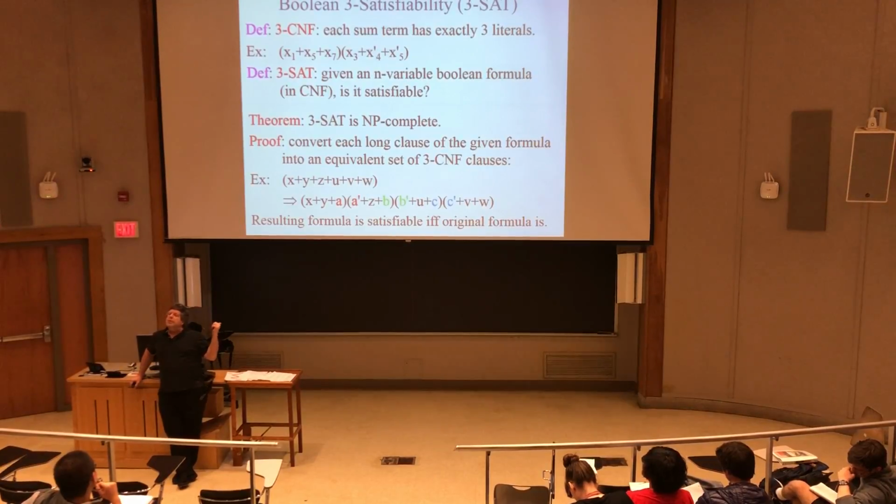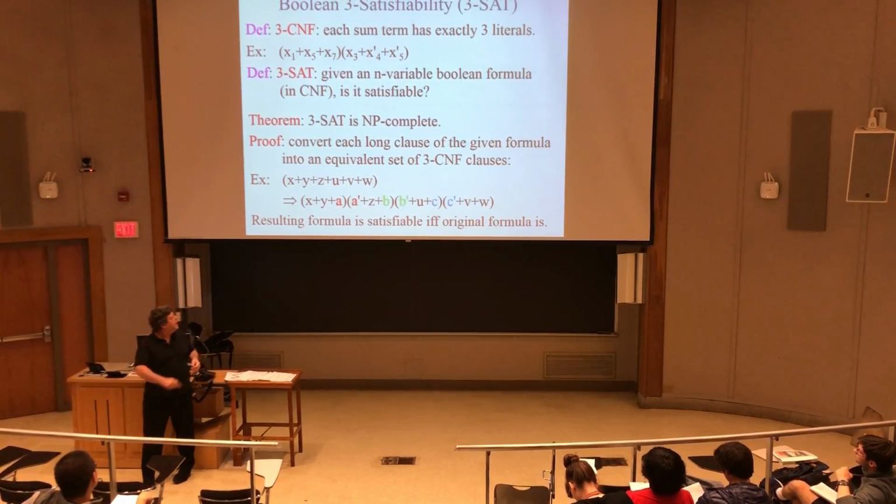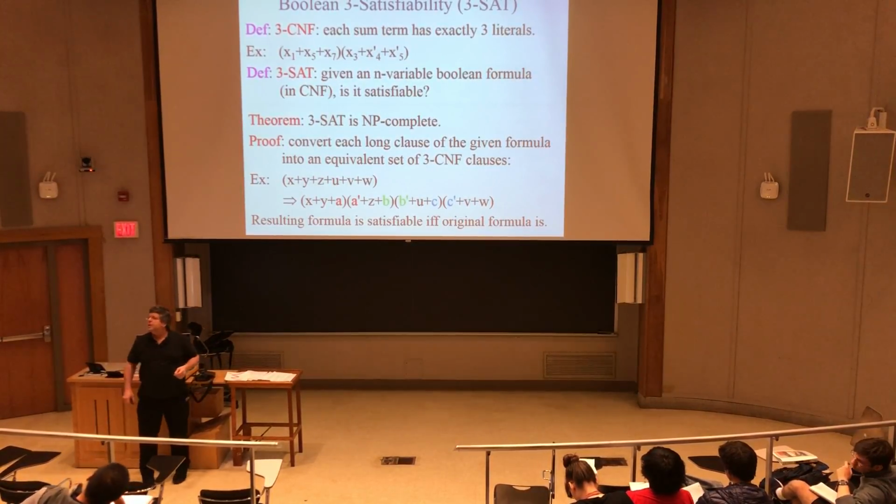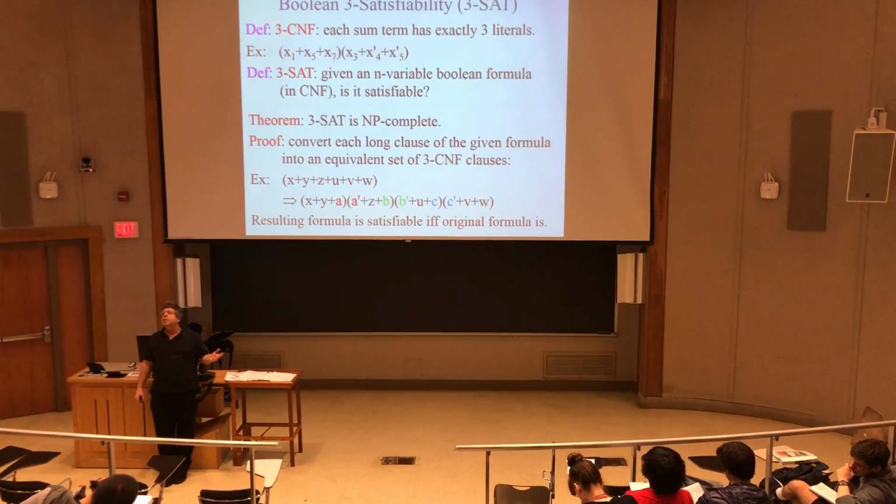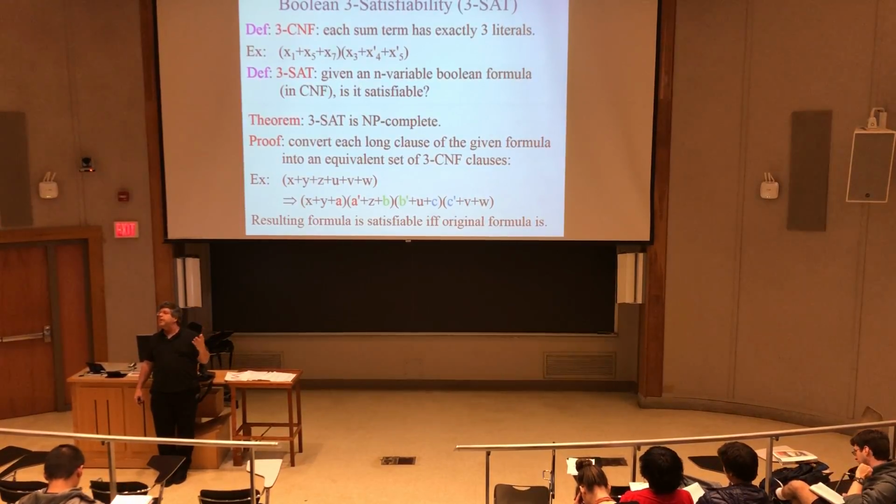How did we prove that all of NP reduces to 3-SAT? All we showed is that SAT reduces to 3-SAT. So why did we show that all of NP reduces to 3-SAT? We proved that all of NP reduces to SAT. Yeah, we proved that all of NP reduces to SAT. What was the name of that result?